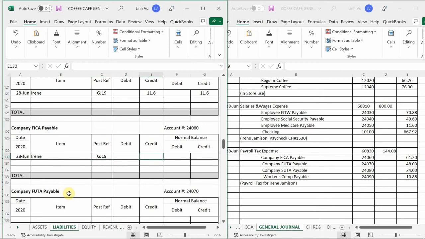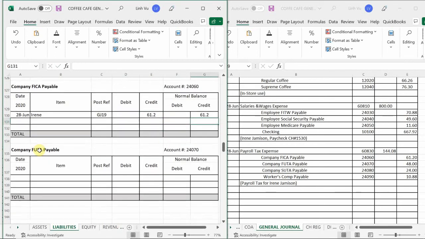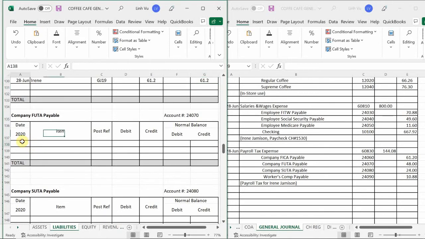For how much? 6120. Okay. We gotta do company FUTA. How much is FUTA? $48.